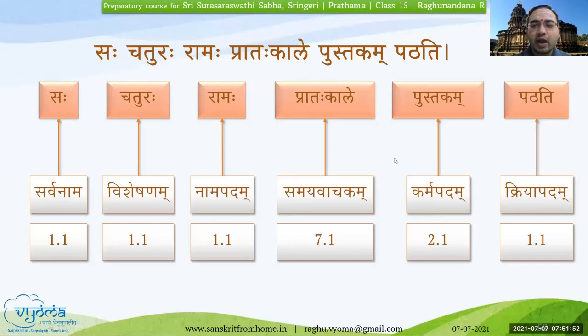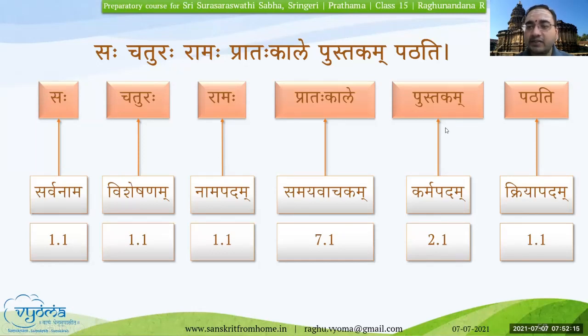If you see, all are related words, and hence all of them are in ekavachanam only. Pathati, ramaha, saha, chaturaha, pustakam. Don't worry about this. So this saha, chaturaha, ramaha, pathati, all these are in ekavachanam. Next, saha, chaturaha, ramaha are all interrelated, and hence they are all in the same vibhakti of prathama vibhakti.